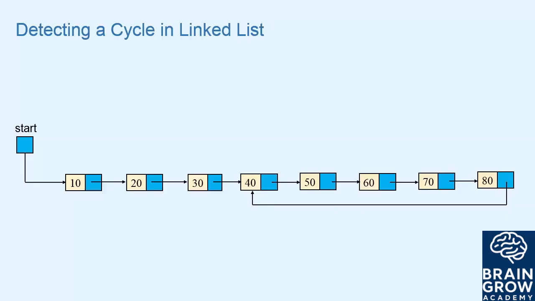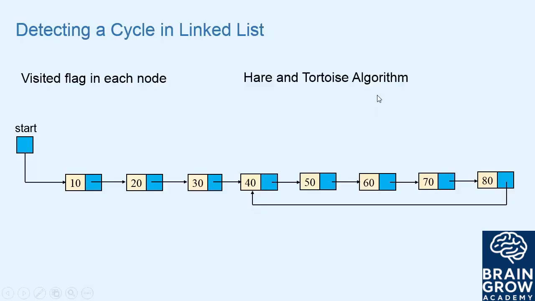Now one solution to find a cycle in a linked list is to keep a visited flag in each node and start traversing from the beginning of the list. Whenever a node is visited, its visited flag is set to true. So if the list has a cycle, we'll definitely come back to a node whose visited flag is true. Now in this solution, we have to make changes in the node.